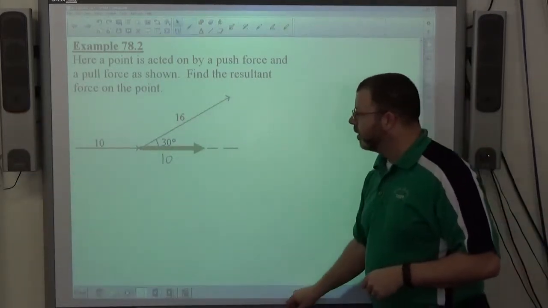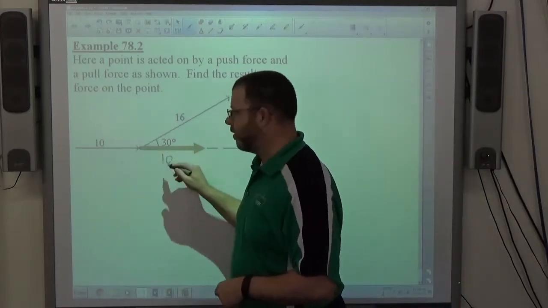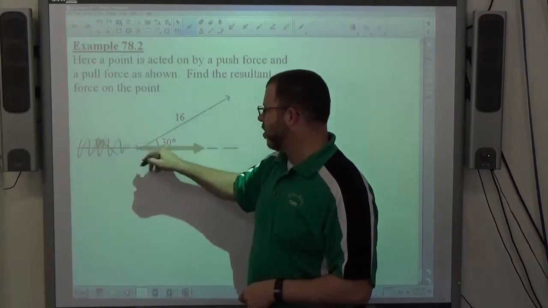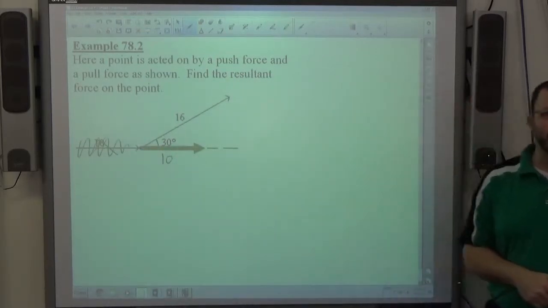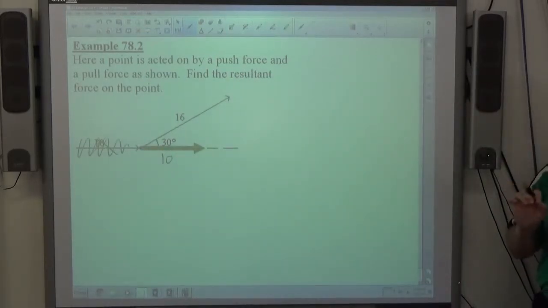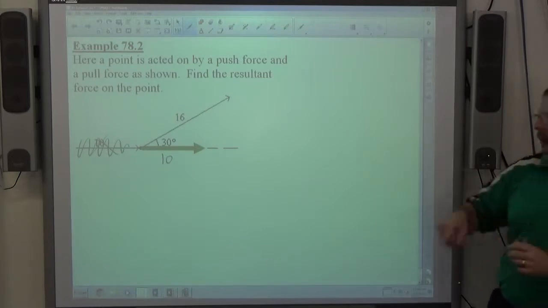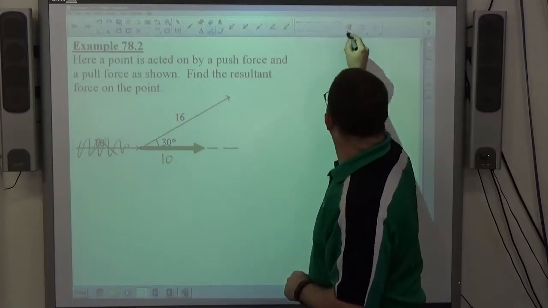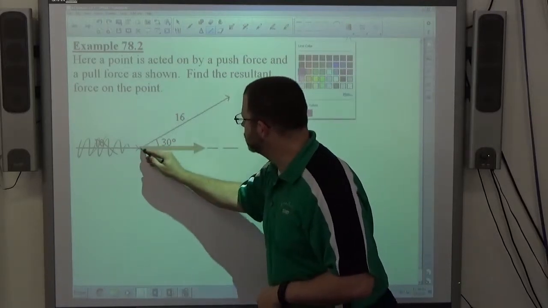That 10 isn't needed anymore? Well, yeah, this 10 is that 10, right? So instead of using this vector here, we're using that one there. We want every vector to be a pull vector. So if the problem in my book looks like this, I would draw this on my paper. And I got a green vector. Let's make the other vector red.